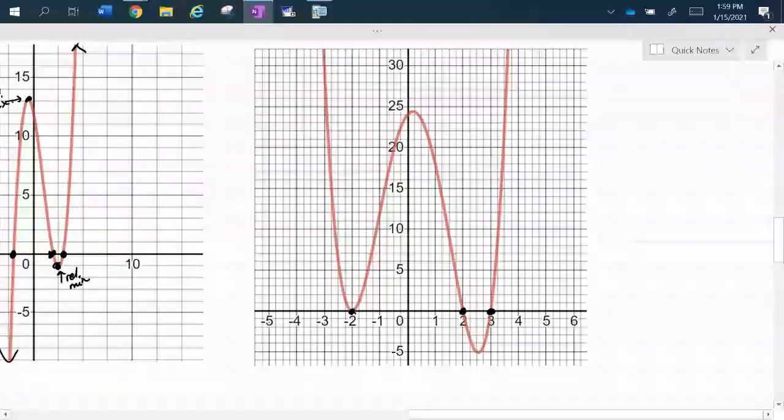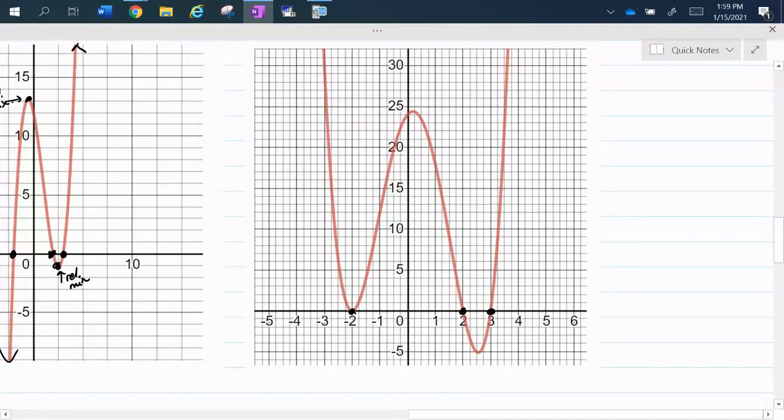So notice, since the factor x plus 2 appeared twice, I had x plus 2 times x plus 2 times x minus 2 times x minus 3. Since that factor of x plus 2 appeared twice, look how it shows up on the graph. We have what's called a repeated linear factor, because obviously it's a linear factor that repeats.